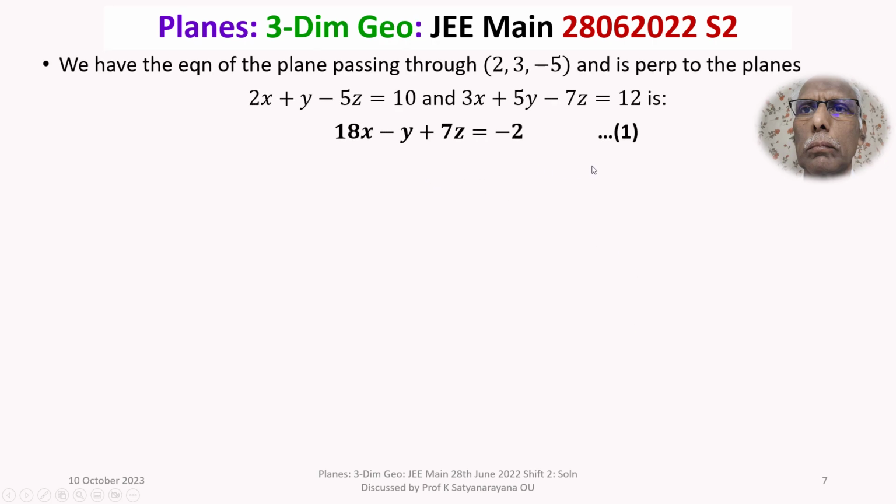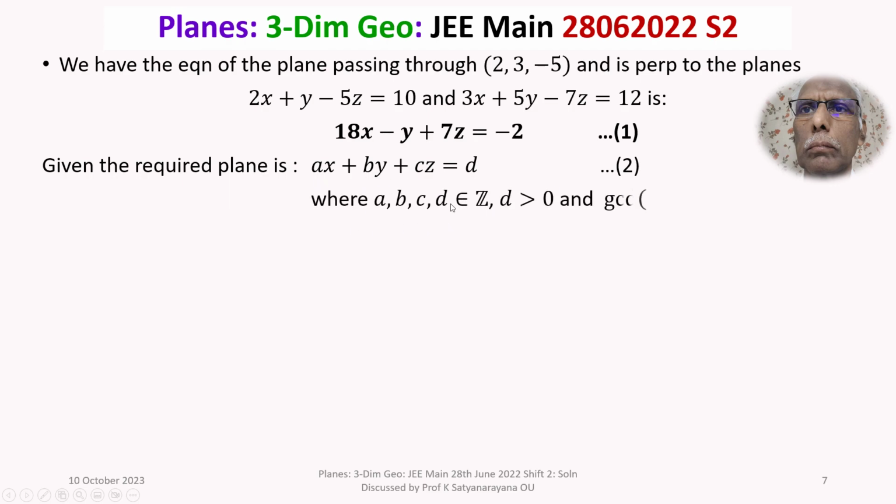Right, we have this plane. Now, it is given the required plane is of this type, ax plus by plus cz is equal to d. Let's call this equation 2. What are the properties? Where a, b, c, d are integers and d is greater than 0, and the GCD of mod a, mod b, mod c, d is equal to 1.